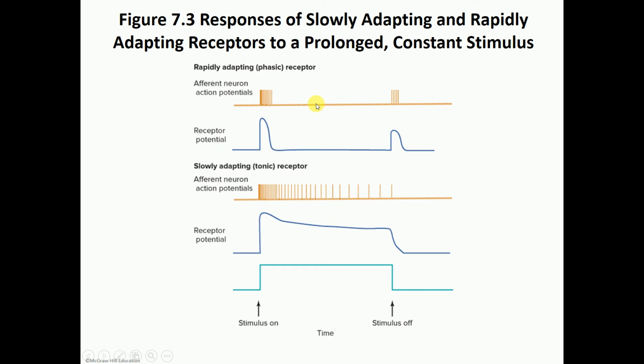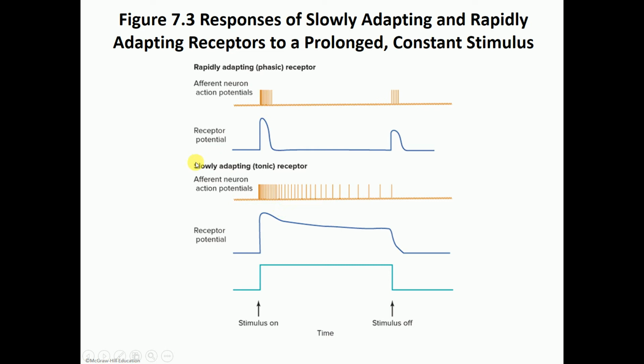So for example, again, the taste and smell receptors: at the very beginning of eating that bite, you can experience the taste. So that's when the stimulus starts, or the stimulus is on. When the stimulus is off, so when you swallow that bite, that is again when you experience the taste one more time. But really when you're chewing, there's not much stimulation of the taste receptors.